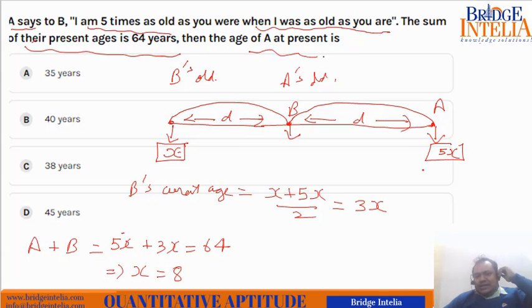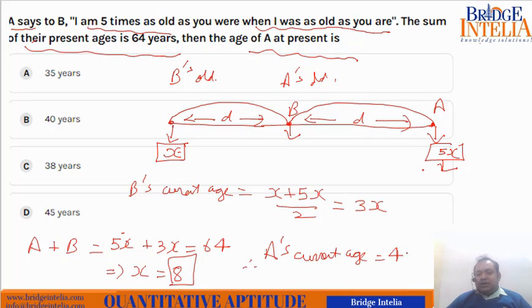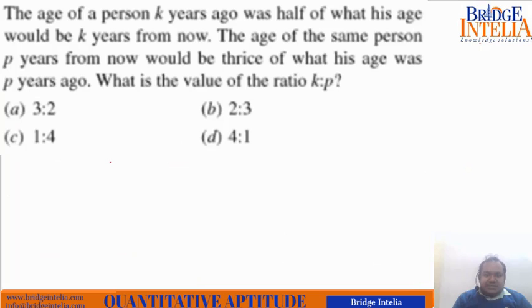Then the age of A at present. So what is the current age of A? Current age of A is equal to 5X, X is equal to 8. Therefore A's current age is equal to 40 years. Let's take another example. Now let's see this one.